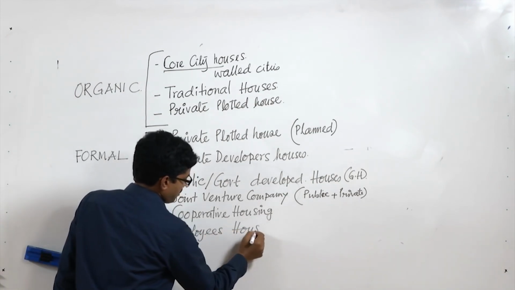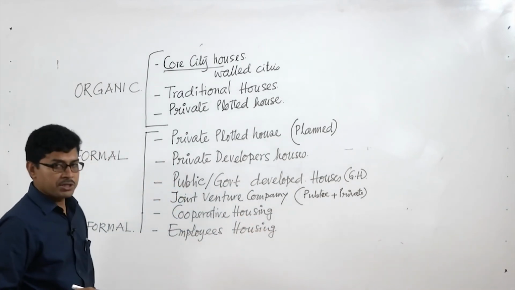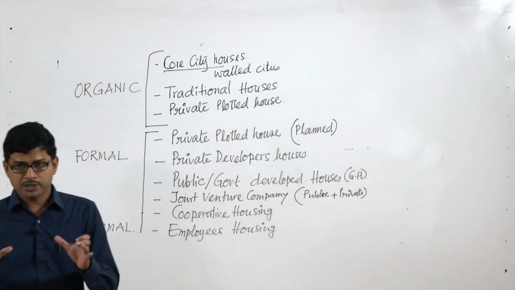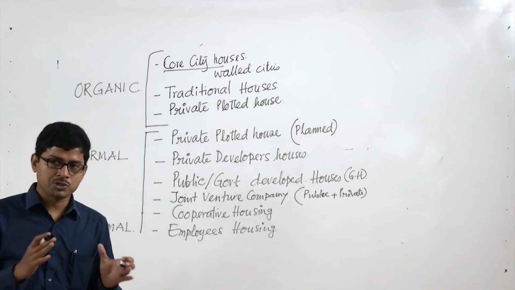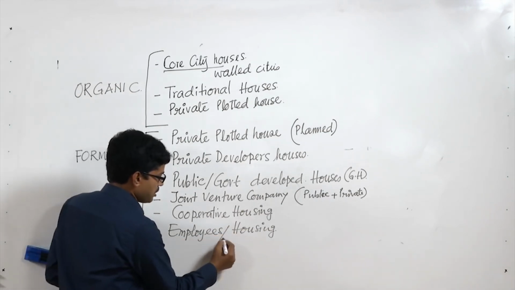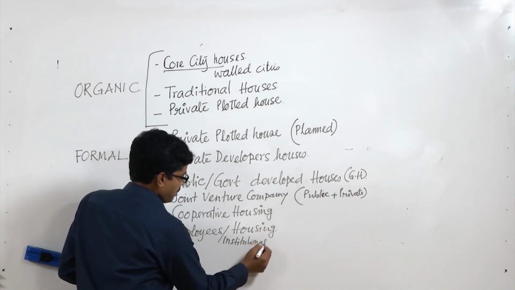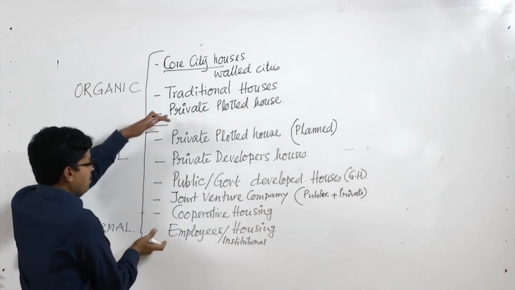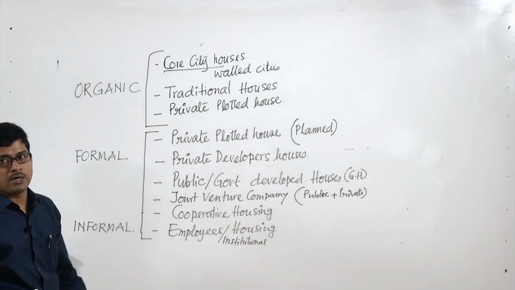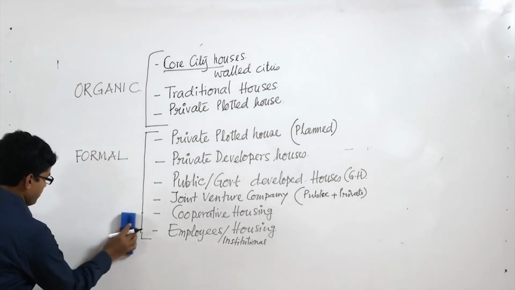Employees housing. Basically the large organization, it may be government, it may be private, sometimes they construct many houses for their own staff, that is called employees housing, or sometimes it is called institutional housing. So these are all options which are termed as the formal housing, comes from the private or the public developer.